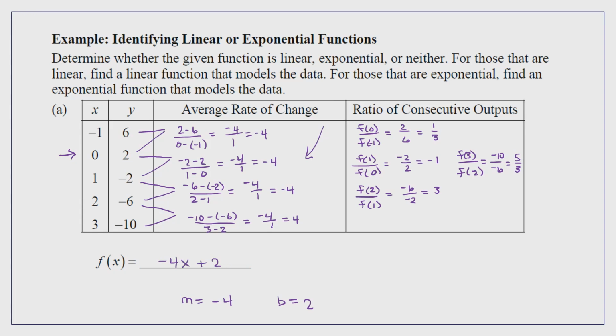Okay. Remember, in order for it to be an exponential function, the ratio of consecutive outputs will need to be a common constant. So we would get the same value between all of the ratios. In this case, we did not. So we would then look to see if it is a linear function, which it is. If we didn't have a constant rate of change, then it wouldn't be linear either. Okay, so let's do another one.